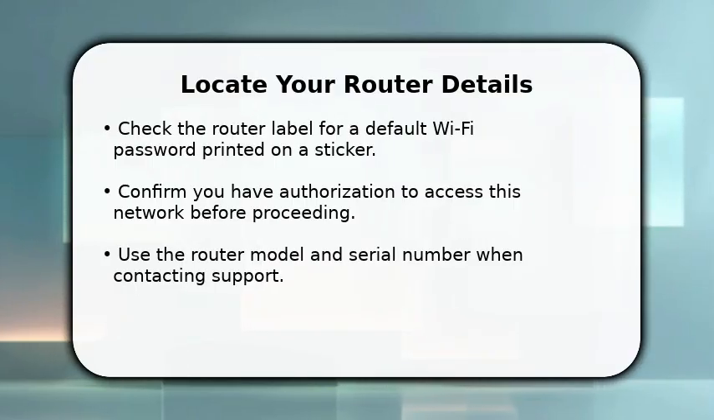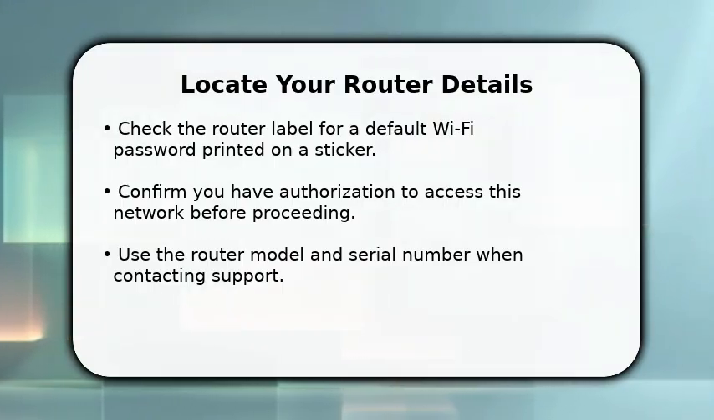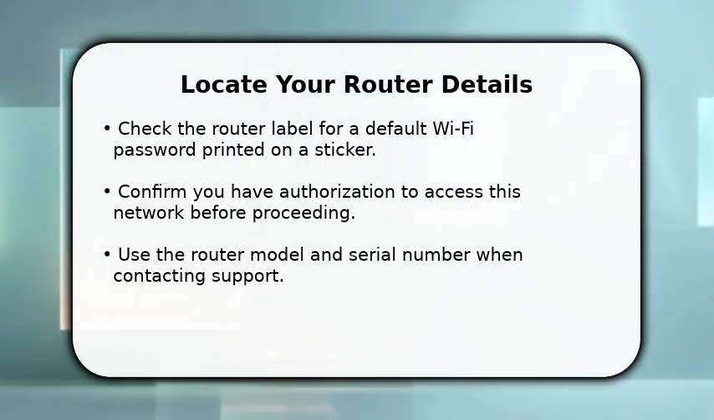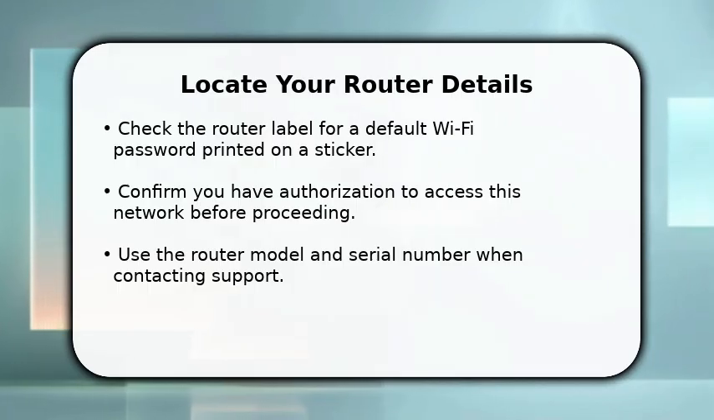Start by confirming you are authorized to access the Broadband network and account. Look at the physical router label for a printed default Wi-Fi key. Note the SSID and the WPA2 or WPA3 type shown on the sticker. Record the router model and serial number for support calls.